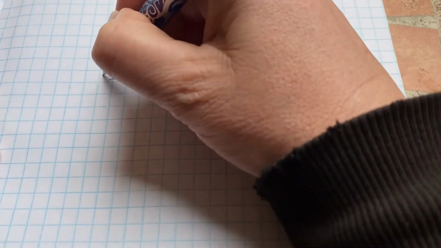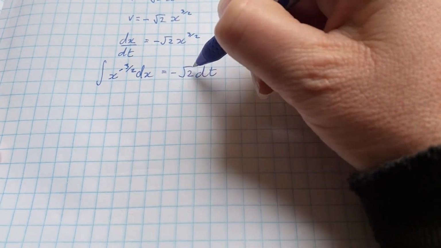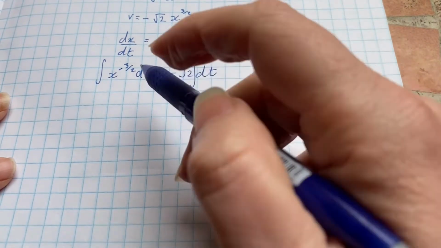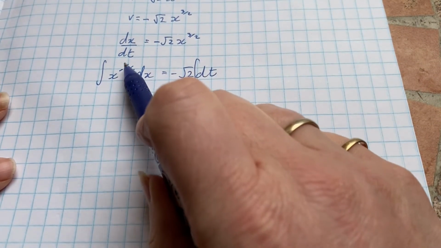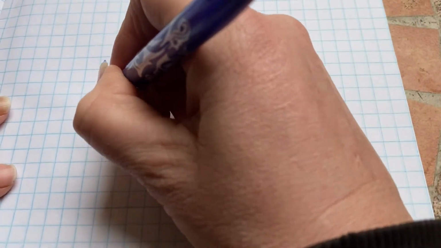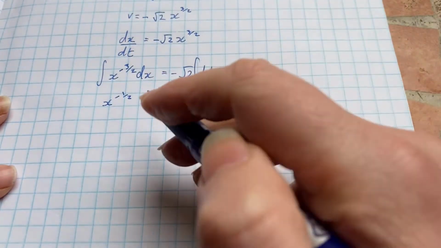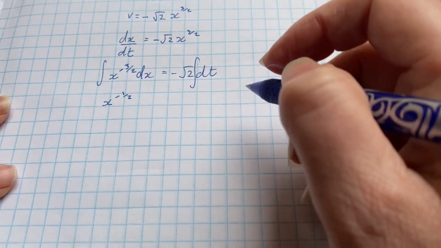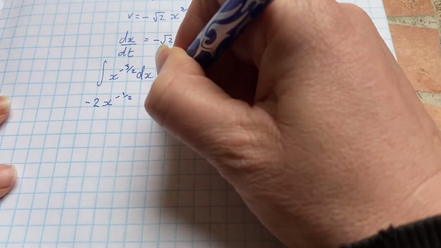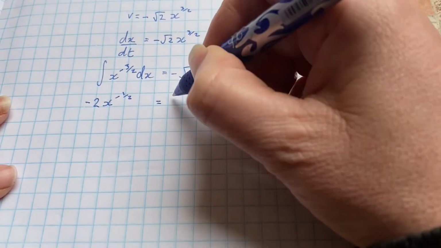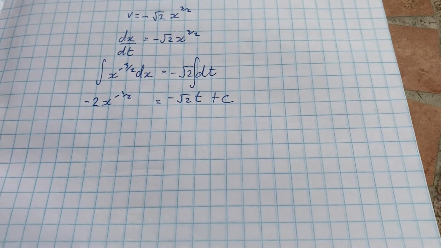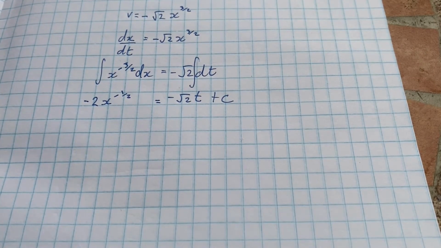I prefer this. And I'm going to integrate each side. You can put that integral here or here. I actually kind of like putting it there, but it really makes no difference. Okay, so let's integrate this side with respect to x. So negative 3 on 2 needs to be increased by 1, so plus 2 on 2. So that's x to the negative 1 on 2. I need to divide by negative half, which is the same as multiplying by negative 2. And on this side, the integral of dt is just t, so negative root 2 t plus c. Remember, you can put the plus c on either side, it makes no difference.